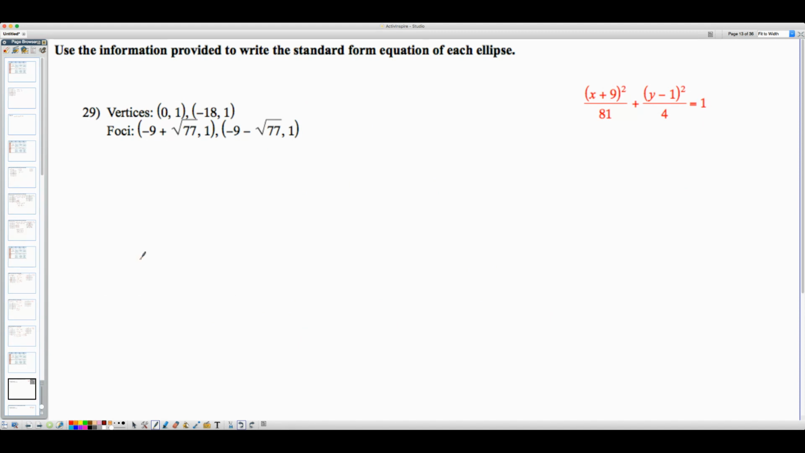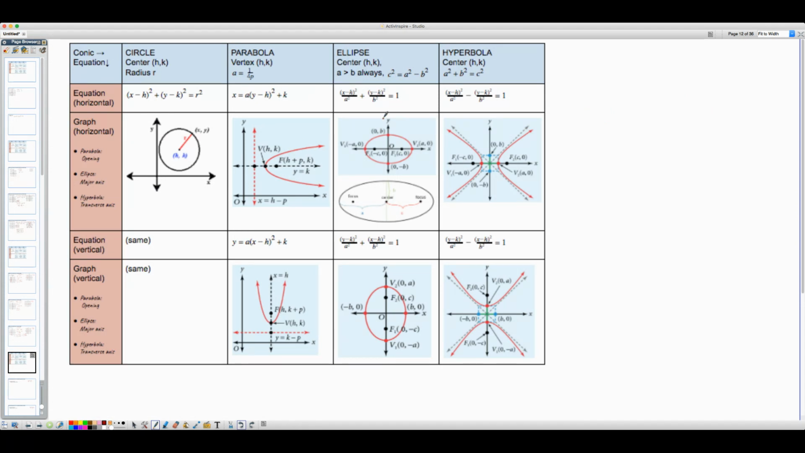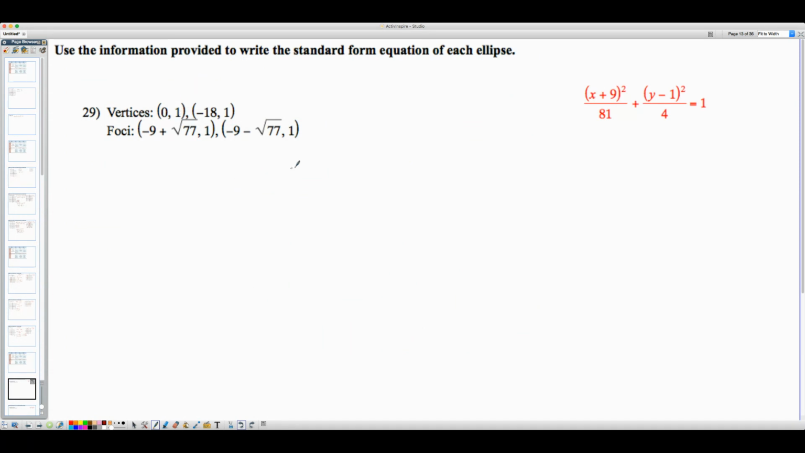Use the information provided to write the standard form of each ellipse. So the x direction is staying the same here for the vertices. If the x part is staying the same for the vertices of an ellipse, that means it's going to be a horizontal orientation. My a value will be the number next to that. If I were to sketch a graph of it, it's going to be along the line y is equal to 1, and I'm at 0 and -18. So halfway between those two is going to be my starting point. My center would be at -9 in the x direction, 1 in the y direction. That's my h, k.